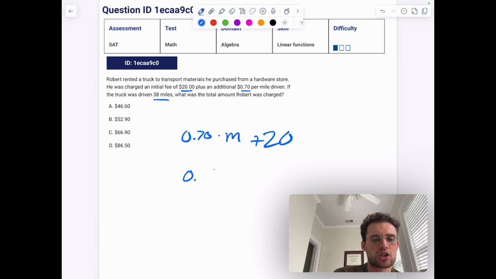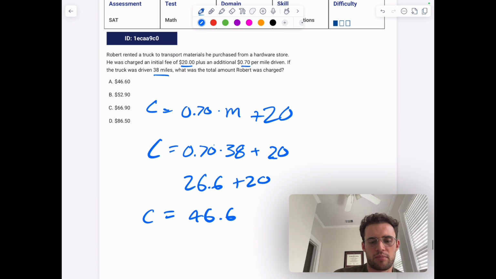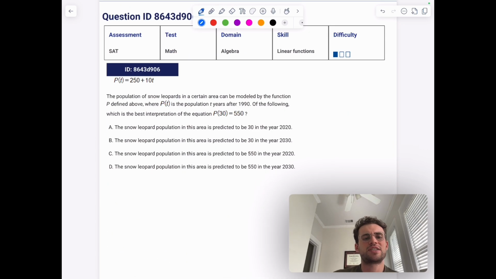So we do the per mile charge, 70 cents, times the number of miles, times 38, plus this $20 initial fee that you pay no matter what. If you do 0 miles or 1,000 miles, you just pay that $20 for the initial fee. We'd say that could be equal to the total charge. Plug that in, we get 0.7 times 38 gives me 26.6. 26.6 plus 20, which will be 46.6. And usually if you're giving money, you'd give it to the hundredth place, so $46.60.